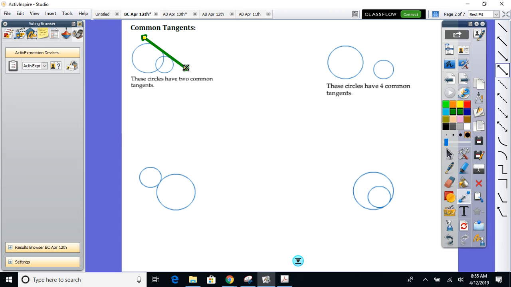On the bottom. Yep, right here. So these are the two common tangents I have. I can't draw in any other lines that will hit each circle in one spot. All right, so now when I separate the circles, I'm claiming there are four common tangents.